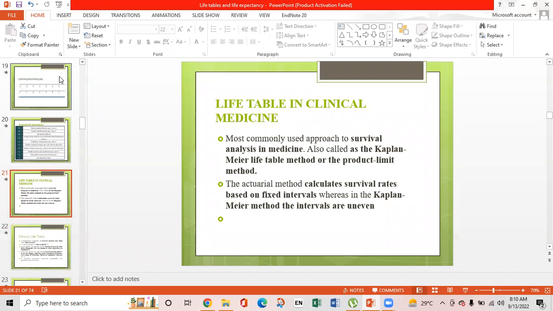Life table in clinical medicine. The most commonly used approach to survival analysis in medicine is also called the Kaplan-Meier life table method or the product limit method. The actuarial method calculates survival rates based on fixed intervals, whereas in the Kaplan-Meier method, the intervals are uneven.